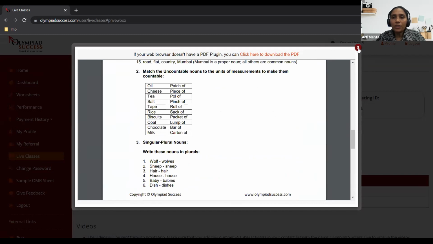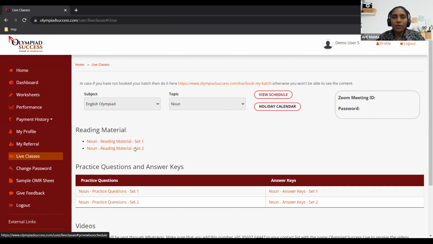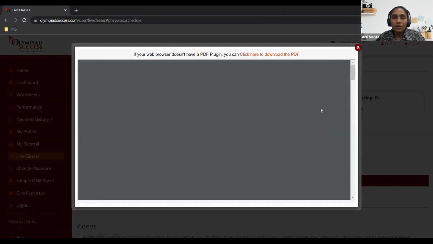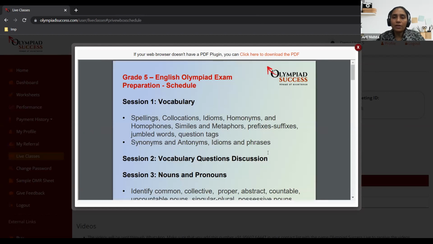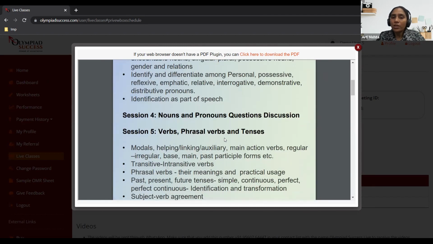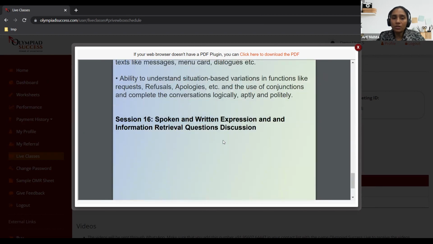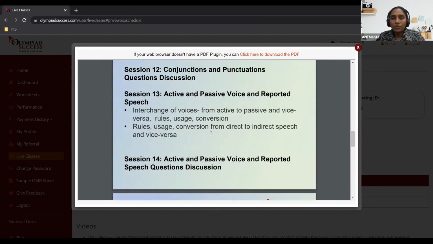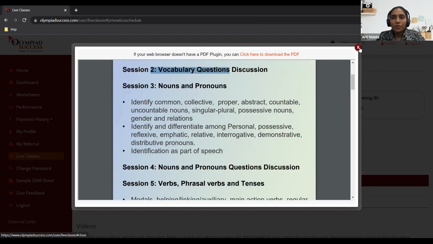Right, and then we have the schedule part. If you click on the schedule part, you can see the schedule coming up. The entire 16 sessions are divided into various sections, like in which session we would be taking which topic. In session 1 we would be covering vocabulary, session 2 would be vocabulary questions discussion, and so on and so forth. All the 16 sessions we have structured really well, as per your syllabus.